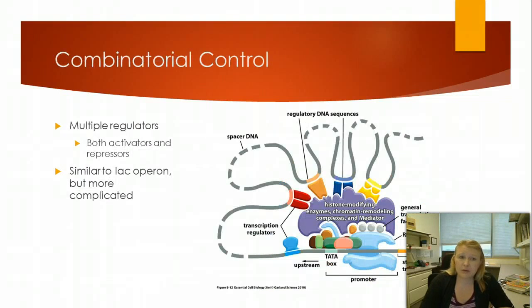We also have combinatorial controls. This is where multiple regulators need to be activated in order for this process to happen. You can see that here. In this case, we have what? 1, 2, 3, 4, 5 different regulators that have to bind to the mediator before transcription will begin.